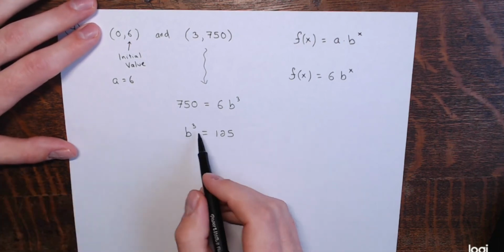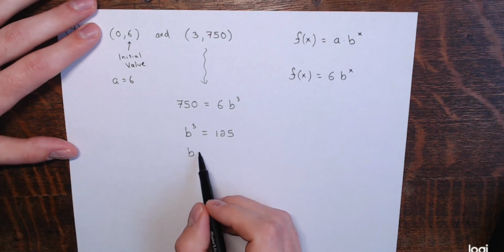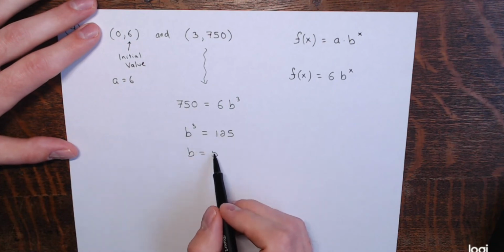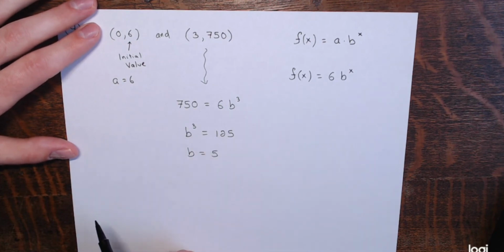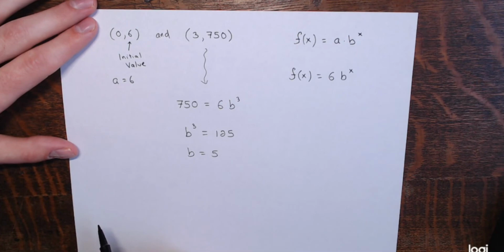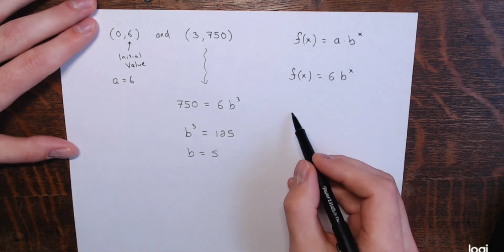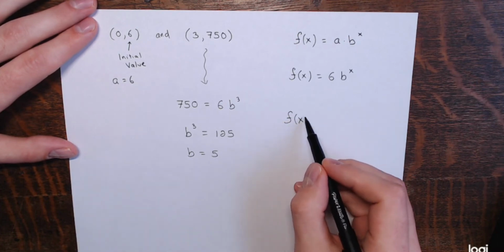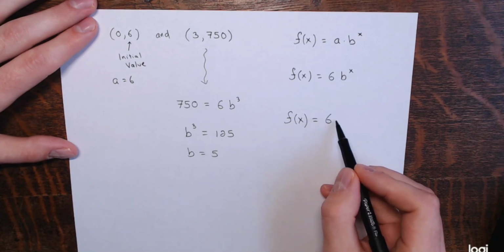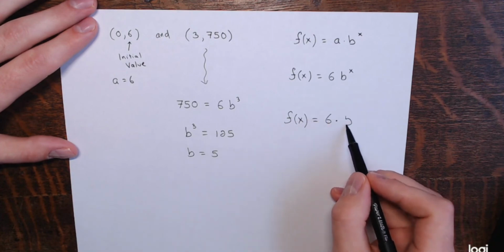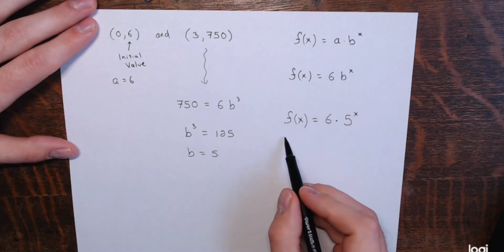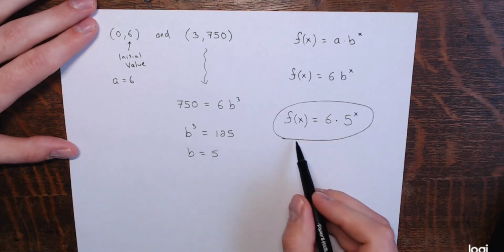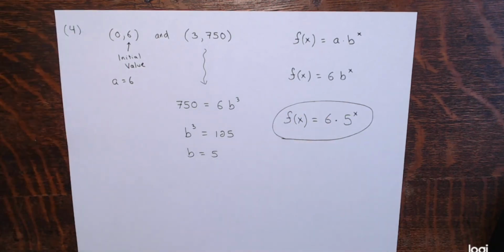And now this one has a nice cube root, right? You take the cube root of both sides, that'd be 5. b equals 5, period. No need to round anything. 5 to the third power is 125. So then we're done. We have f of x equals 6 times 5 to the x power. And there's your answer. There's the exponential function that they're looking for.